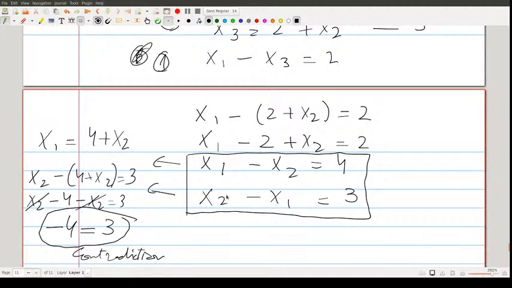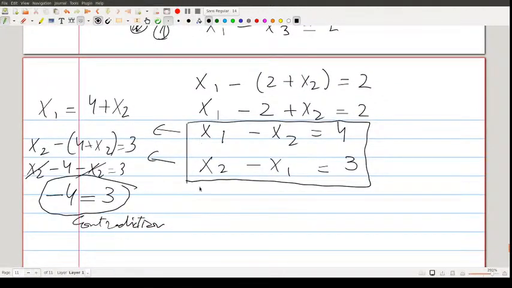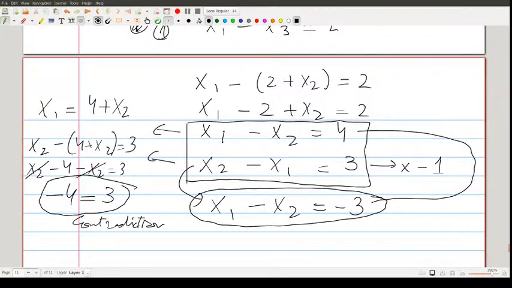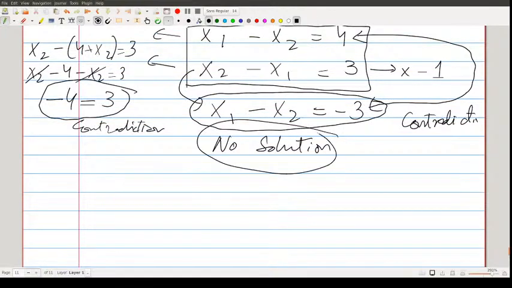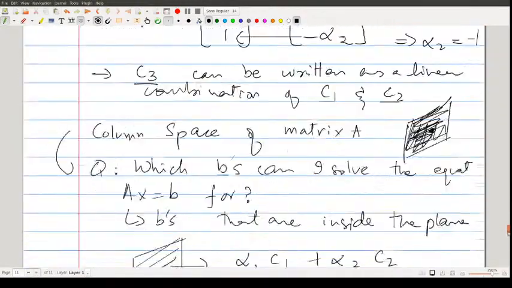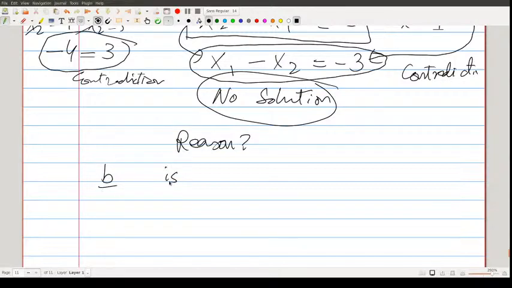And the reason I can immediately see a problem is because the left-hand sides of these two are almost the same. There's only a sign difference, right? So if I multiply this by minus 1, I get the equation x1 minus x2 is equal to minus 3, which is in direct contradiction with the first equation. The first equation is telling me if you subtract x2 from x1 you get 4. The third equation is telling me if you subtract x2 from x1 you get minus 3. This is again a contradiction. So in this case you get no solution. That's the first thing. If you get a contradiction, you've gotten no solution. And the reason is that we've actually taken a b vector that is outside the span.